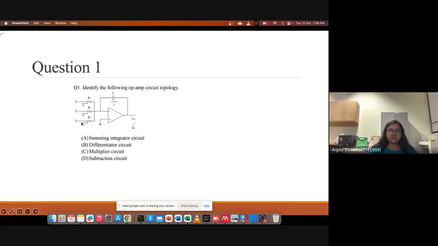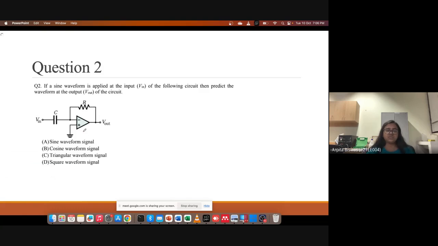Okay. So the right option is the summing integrator circuit. This is question number 2. If a sine waveform is applied at the input V input of the following circuit, then predict the waveform at the output of the circuit. So see the circuit carefully and try to give the right answer.